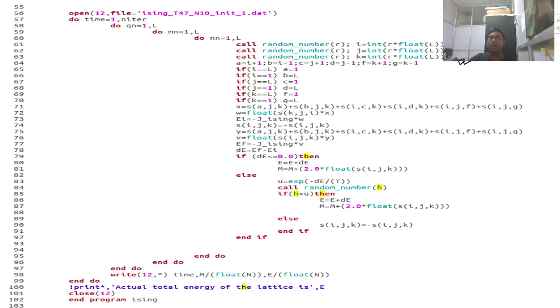And if I see that the energy is getting decreased, then I will take that spin flip, okay. And if it has an increased value of energy, then I will say that okay, I can take that spin flip if the probability of that spin flip is greater than a random number which I am going to generate by this constant, okay.